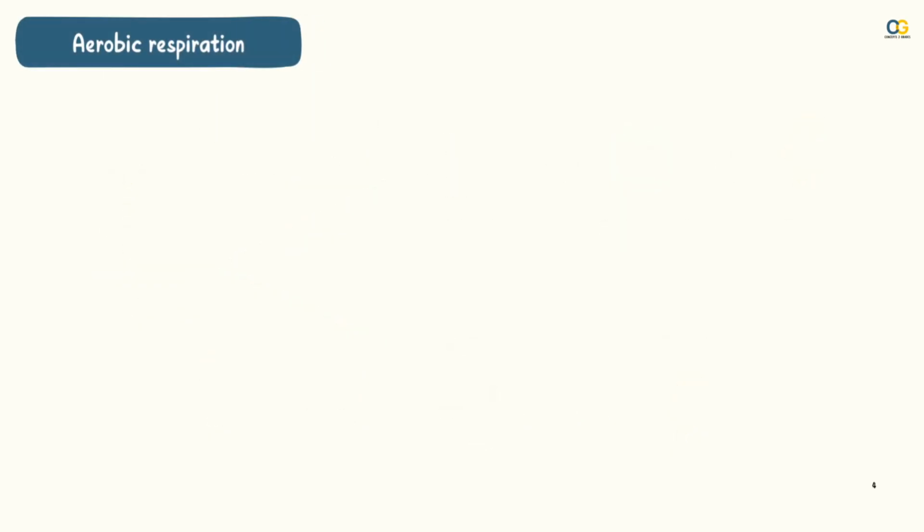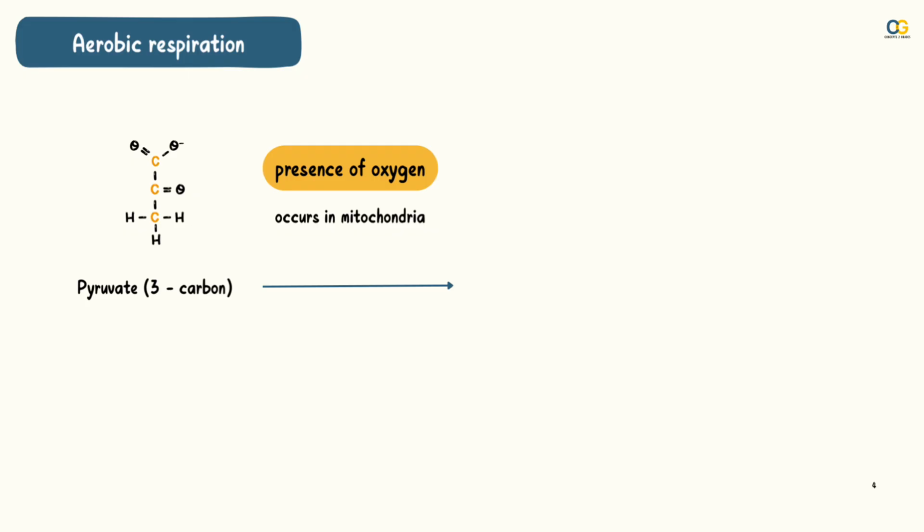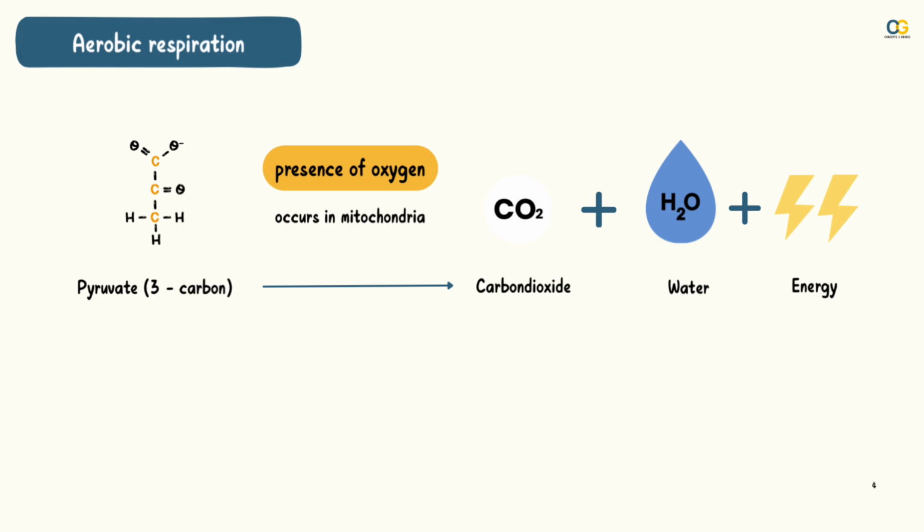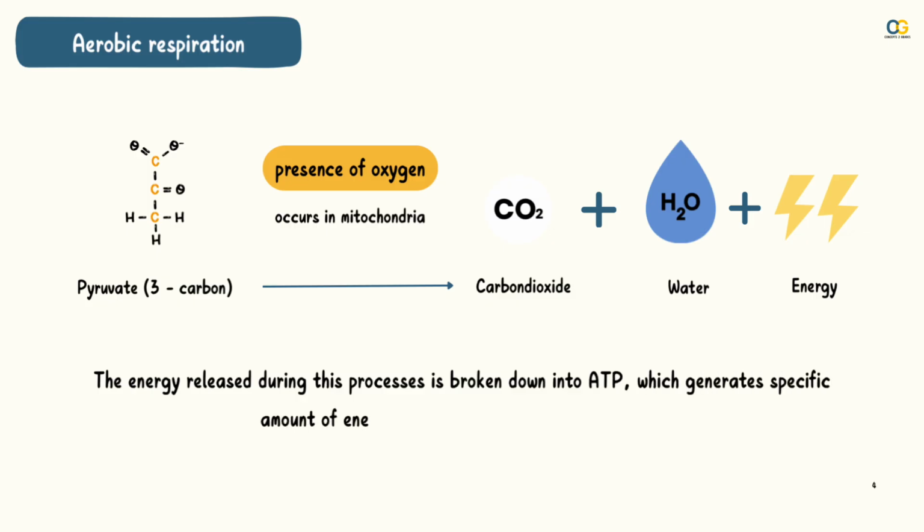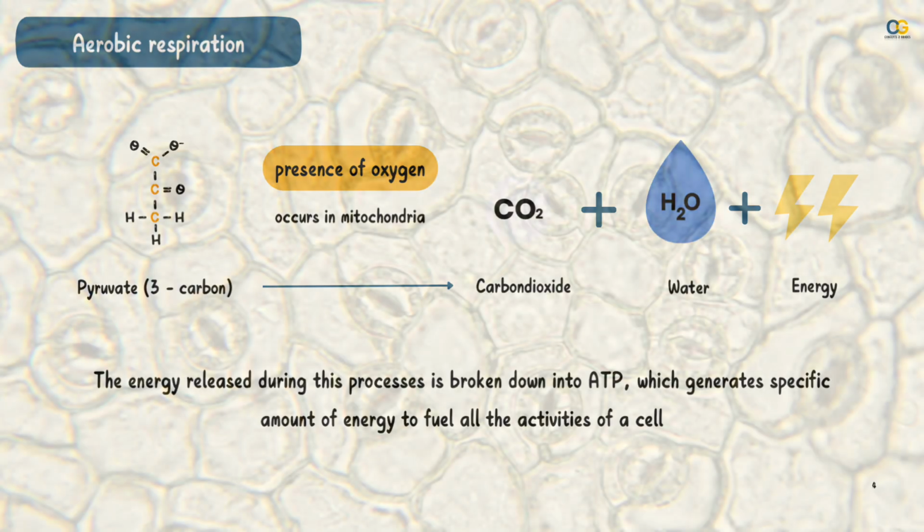Aerobic respiration. Now let us say there is abundance of oxygen available to the cell. Then the pyruvate, in the presence of oxygen, usually in the mitochondria, converts itself to carbon dioxide, water and energy. And you can see here that the energy during this process is much higher than the energy in the prior two options. The energy released during these processes is broken down into ATP, which generates a specific amount of energy to fuel all the activities of the cell.